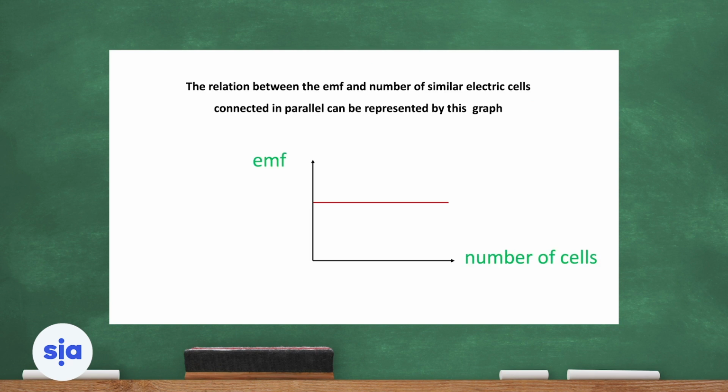Here the relation between the electromotive force and the number of similar electric cells connected in parallel is represented by this graph. The y-axis represents the electromotive force and the x-axis represents the number of cells.